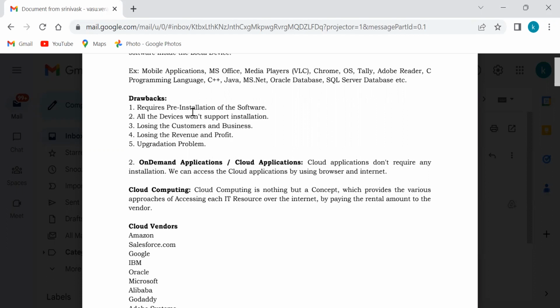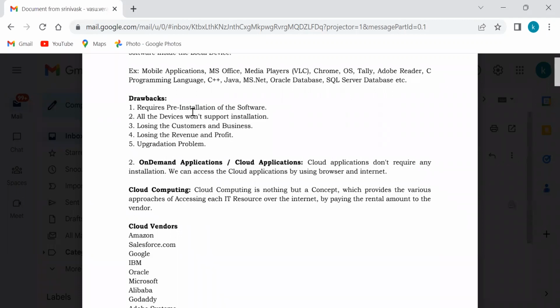If you want to use on-premise applications, you have to pay the amount to the vendor in order to purchase the license of that software. Without purchasing the license, you cannot install it on your local system. Suppose you want to get the Microsoft .NET license, you need to invest a very huge amount. You need to pay Microsoft a huge amount, which not all people will be in a position to invest.